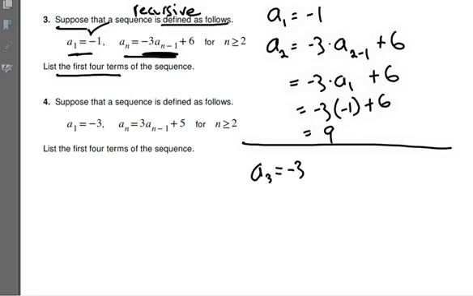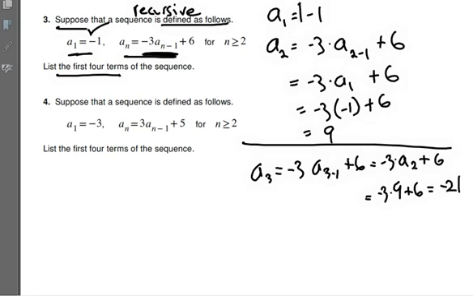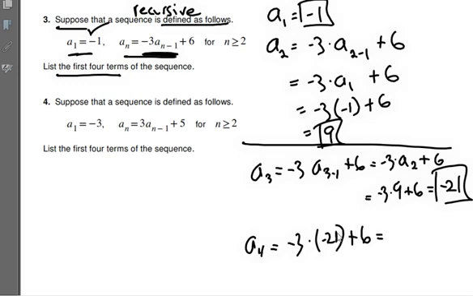We need the 4 terms. So the third term, negative 3 times A sub 3 minus 1 plus 6. So that's negative 3 times the second term plus 6, so negative 3 times 9 plus 6, and that's going to equal negative 21. We'll go ahead and start boxing these numbers so we can remember what they are. The fourth term is negative 3 times the third term. Just sort of substituting that in really quickly since we kind of have a feeling for what's going on. It's like negative 3 times the previous term plus 6. So in this case, negative 3 times negative 21 plus 6 gives us 69.